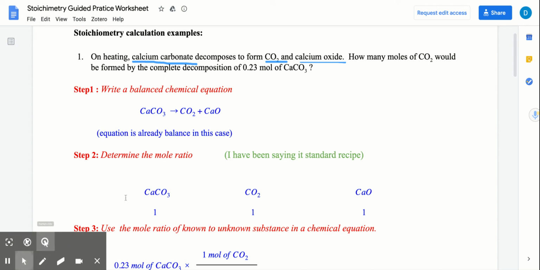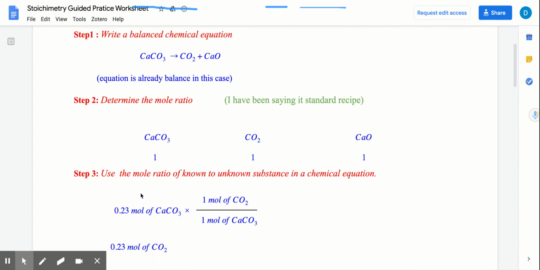Then you have to use the molar ratio that you get from the balanced chemical equation. To make the molar ratio, I'm going to write all the substances involved in this chemical reaction and write down the coefficient, which represents the molar ratio. Then using the molar ratio, I will find out the unknown substance that we need to determine here.